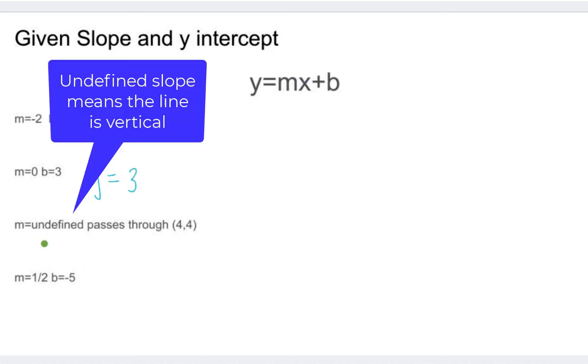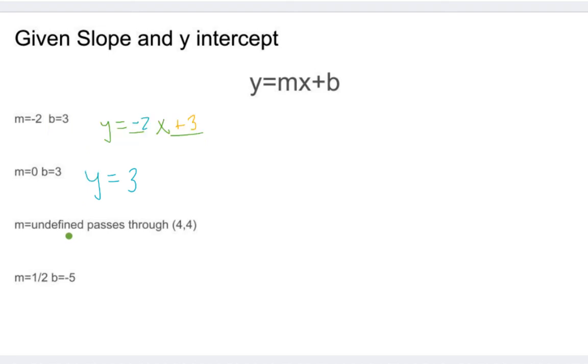This case here is another special case. So m is undefined, which means we know the line is vertical. Since the y value can be anything, the line is actually defined by the x value, in this case, 4. So the equation of any undefined or vertical line just depends on the x value you know. So in this case, it's 4. So x equals 4.